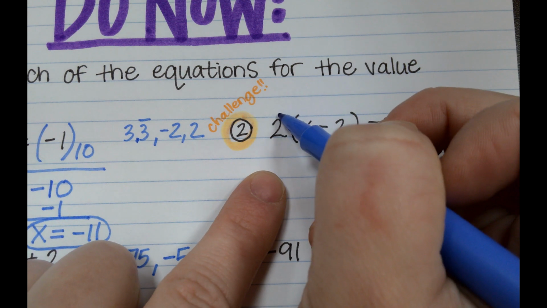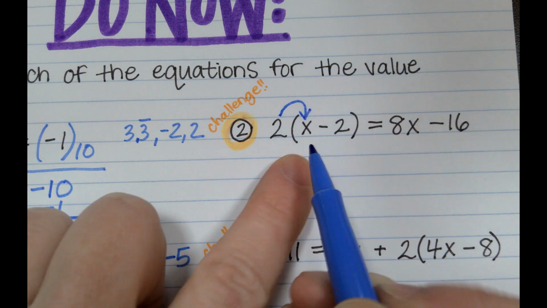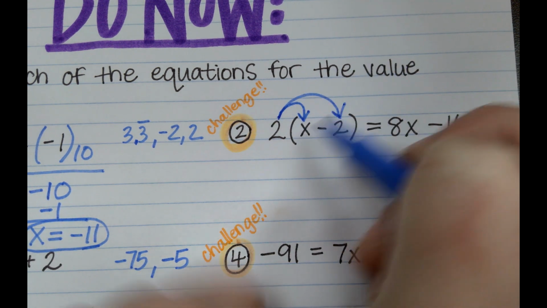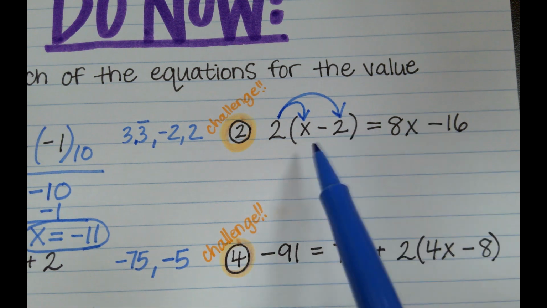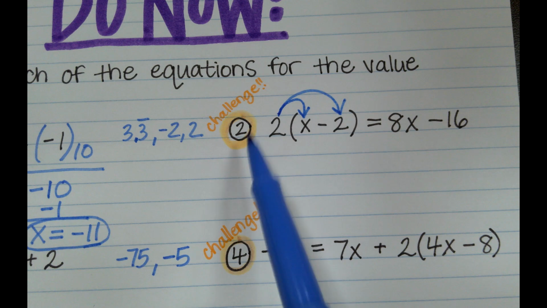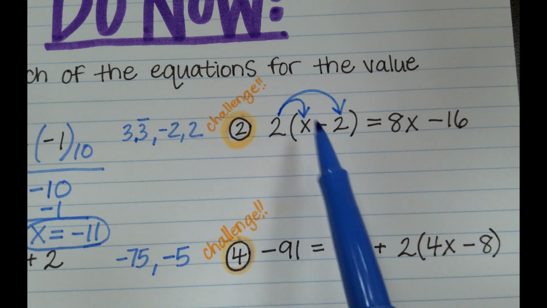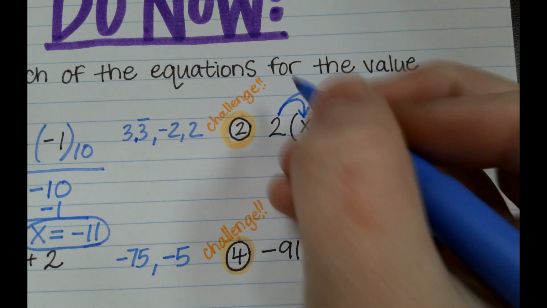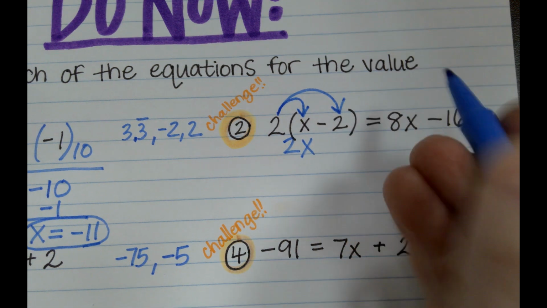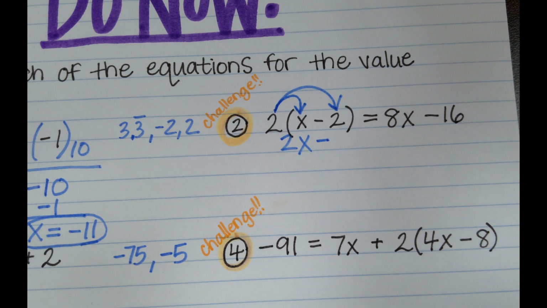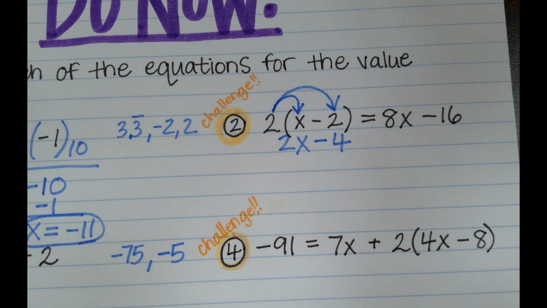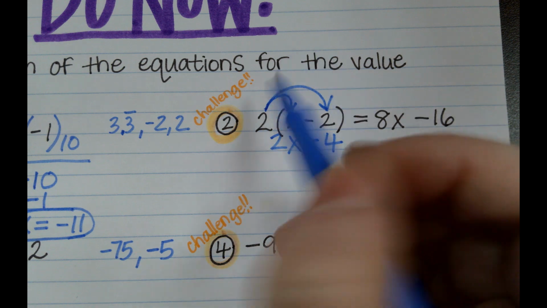So I like to show that with arrows. We're going to be taking 2 times x and we're doing 2 times 2. Or you could think of it as negative 2. So let's go ahead and do that part first. What is 2 times x? 2x. Good, 2x. And then we could carry down that negative sign. 2 times 2, 4. Wonderful. All right, so we have done that.